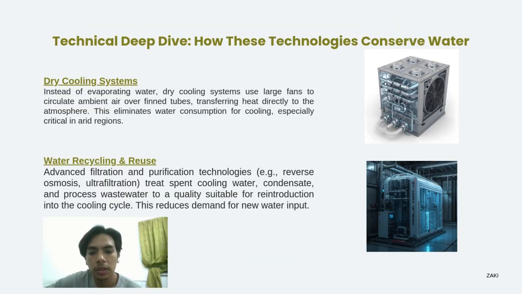Technical deep dive. The second slide is a technical deep dive. How do the technologies conserve water? The first point is the dry cooling system. Instead of evaporating water, the dry cooling system uses a large fan to circulate ambient air over finned tubes, transferring heat directly to the atmosphere. This eliminates water consumption for cooling, especially critical in arid regions.